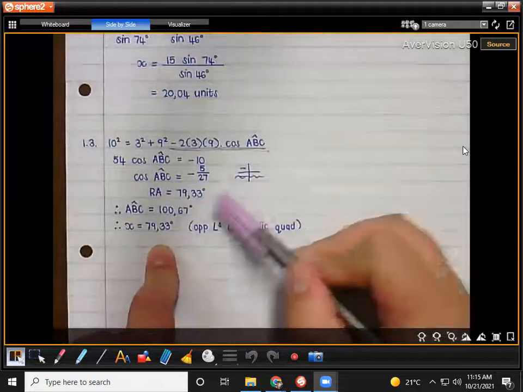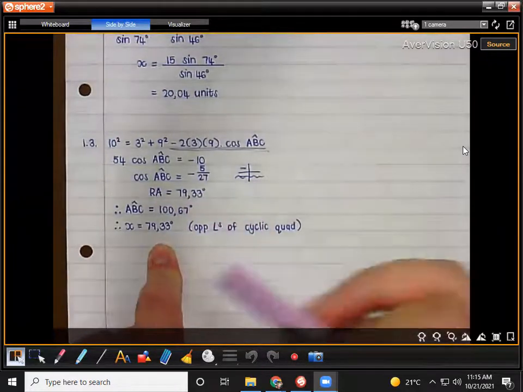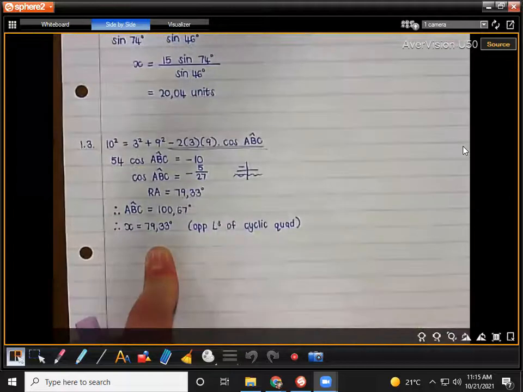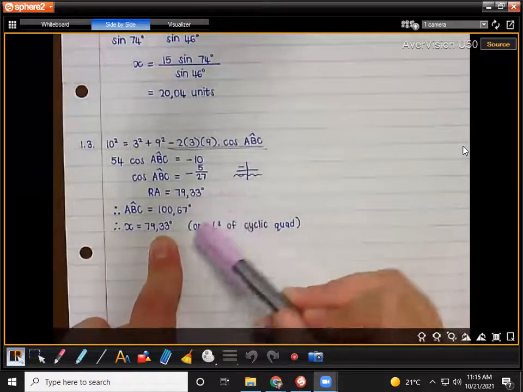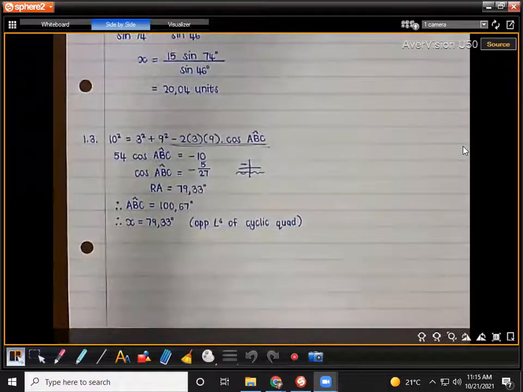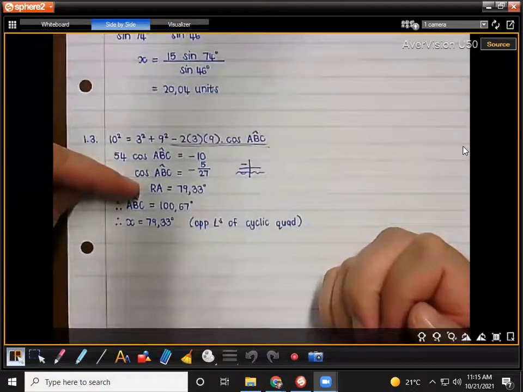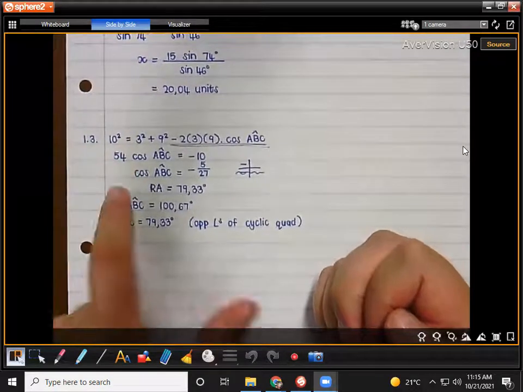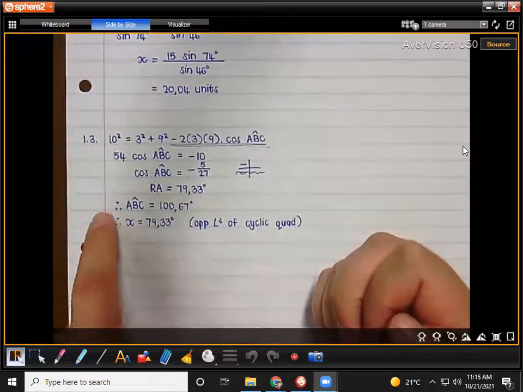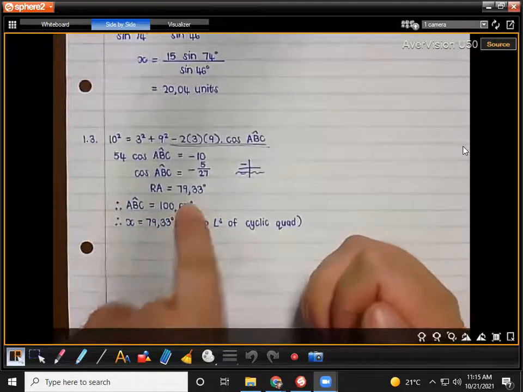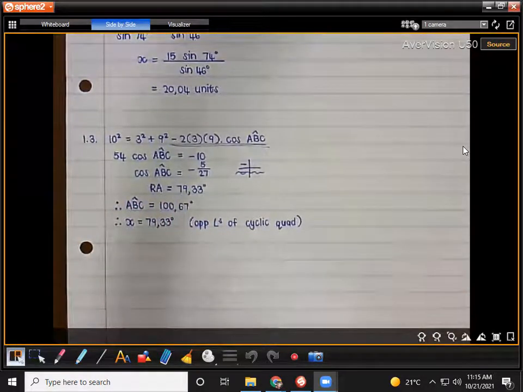But guys, you do have to show all of these steps. You do have to show you're finding angle ABC. Then you're using opposite angles of a cyclic quad to get x. That's why I said it might look like some of these steps are redundant, because we actually had x up there. But if you just say x is this, you might lose marks for not stating that that is angle B and we're using opposite angles of a cyclic quad.